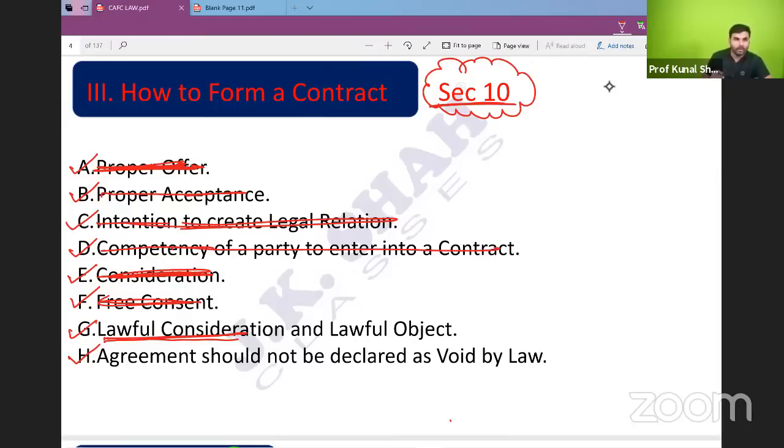Done. Now we are left with two more provisions, that is point number G and point number H. We will do those provisions just after a short break of 5 minutes.